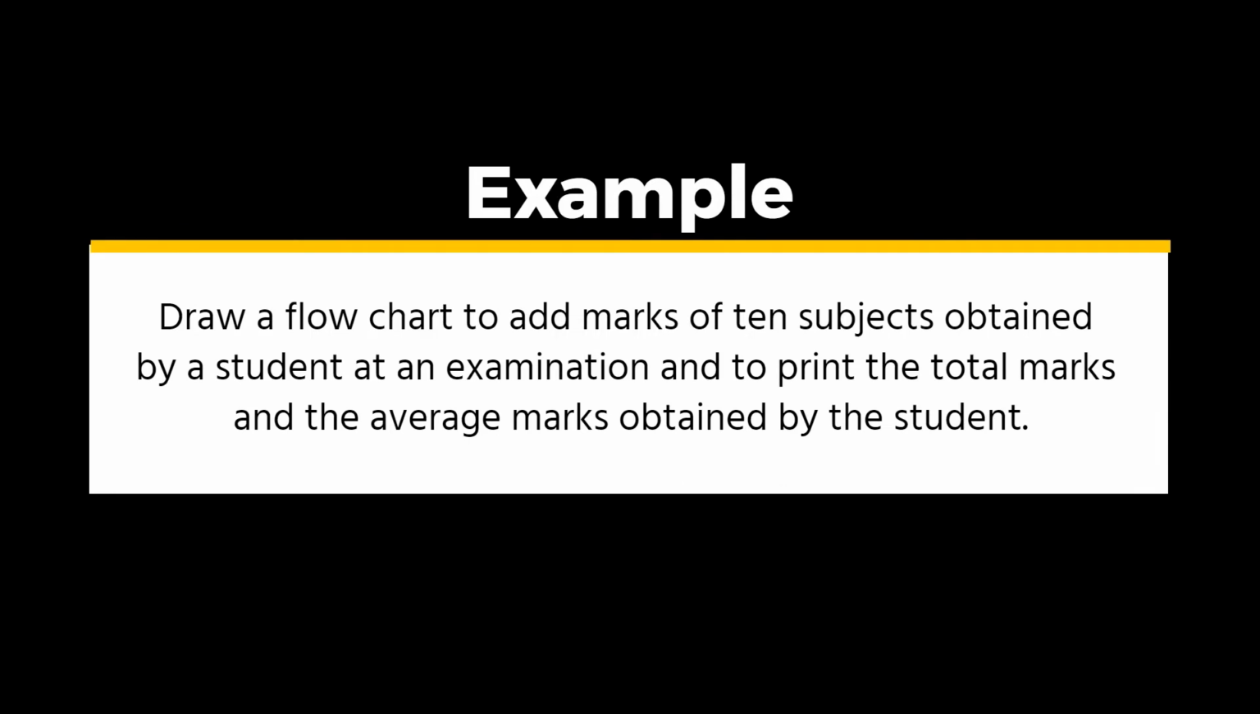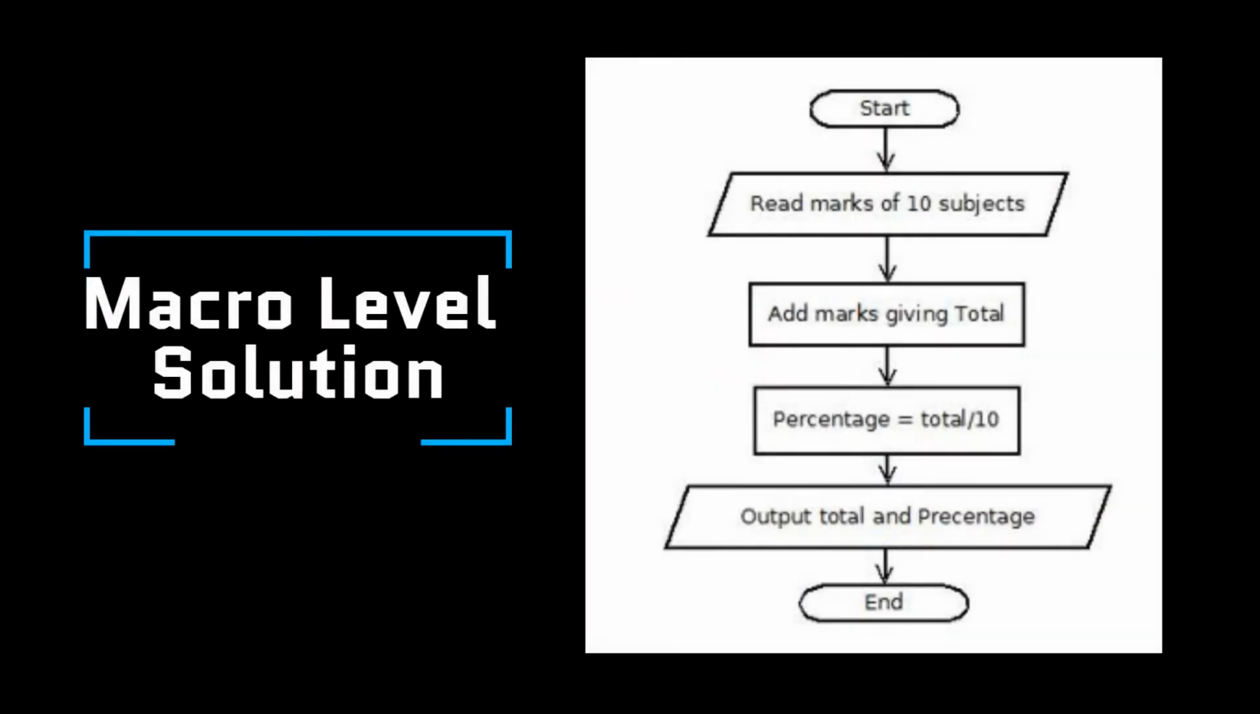Let's look at an example of a flowchart. Here you have to draw a flowchart to add marks of 10 subjects obtained by a student at an examination and to print the total marks and the average marks obtained by the student. Let's look at the macro level solution of the given question.